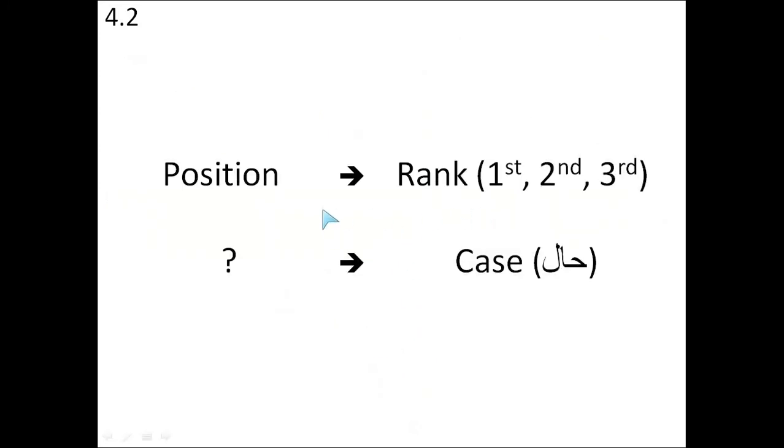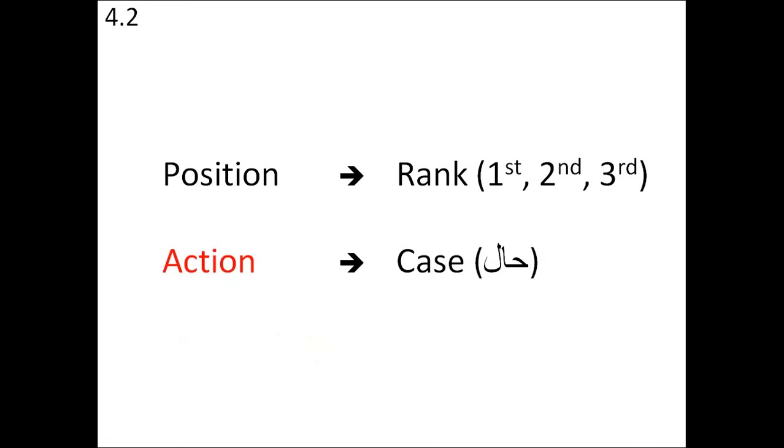When we talk about our geometric Olympics, we said that the position of a shape at the end of the race on the finish line determines the rank. So what determines the case or hal of a noun? If it was position, then that would be easy. We just have first, second and third, but then we would have problems for nouns in the fourth and fifth position. It's not position, instead it is action.